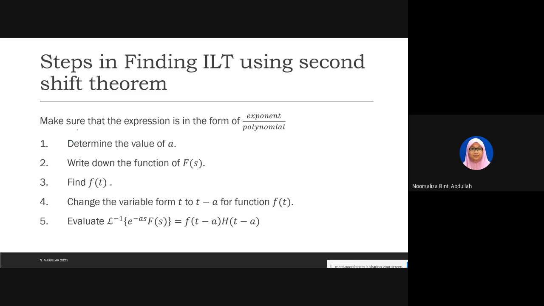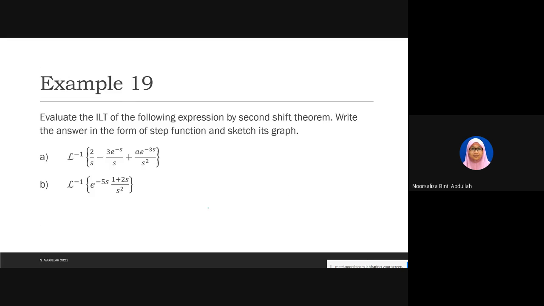So first thing first, you have to determine the value of a. Then you write down the function of F(s), and then you can find f(t). Then you change the variable from t to t minus a. So look at this example.